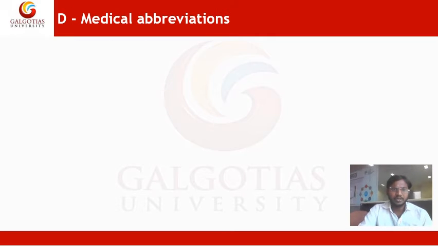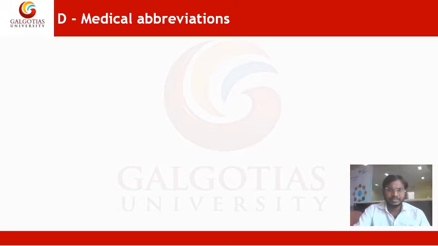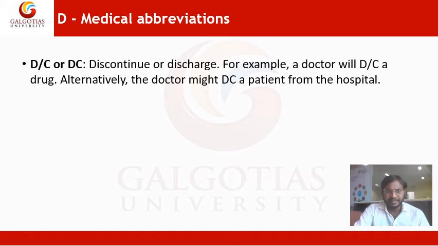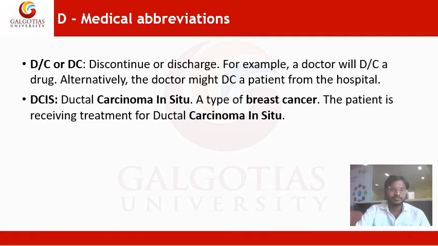In this slide, we can discuss the medical abbreviations related to D. DC, or D/C, is discharge. The patient joins the hospital for treatment. After the disease is cured and everything is fine, the doctors say we are ready for discharge, or discontinuing the patient from the hospital. The patient is sent home. That is the discharge, DC.